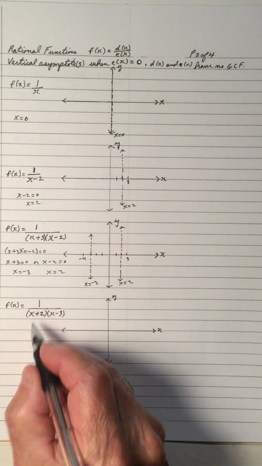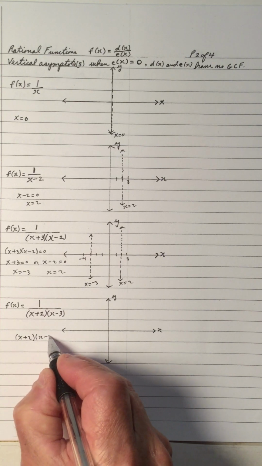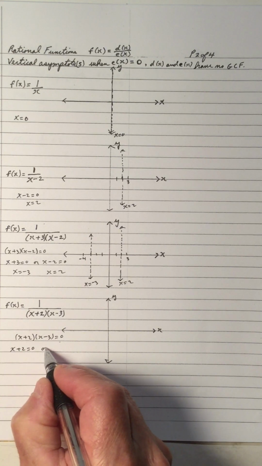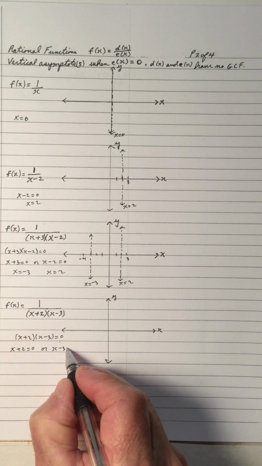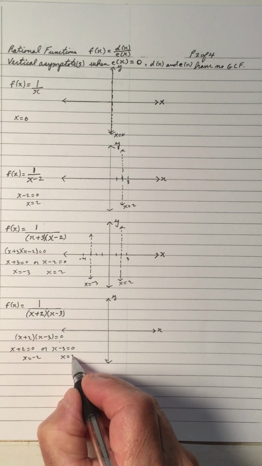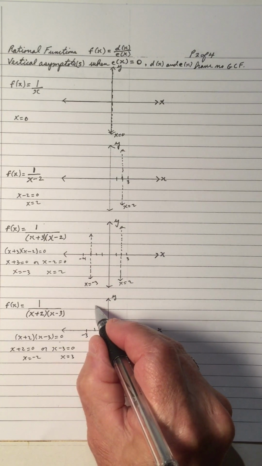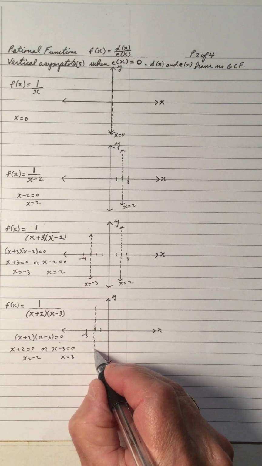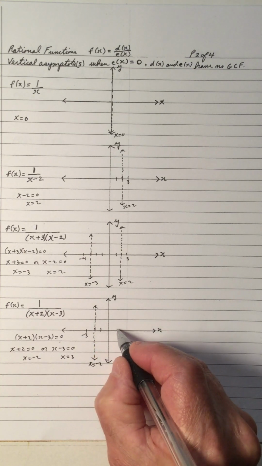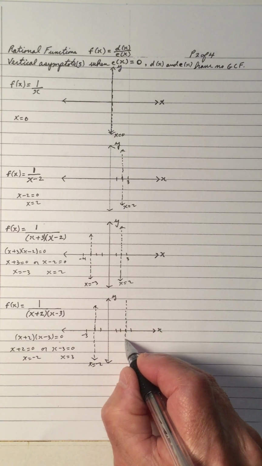And again, for this one, we let x plus 2 times x minus 3 equal 0. So x plus 2 equals 0, or x minus 3 equals 0. So x equals negative 2, or x equals 3. So x is negative 2, that's a vertical asymptote here, and there's a broken line. And x equals 3 is also a vertical asymptote.